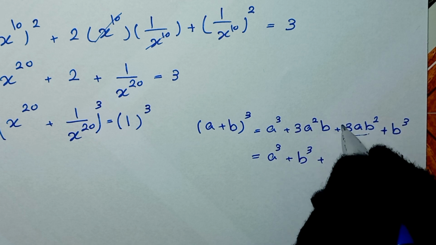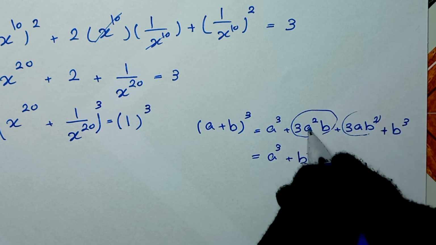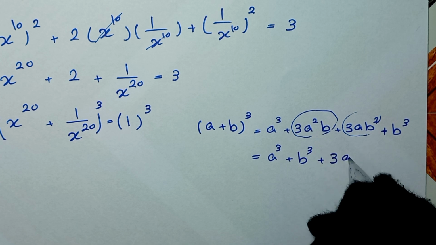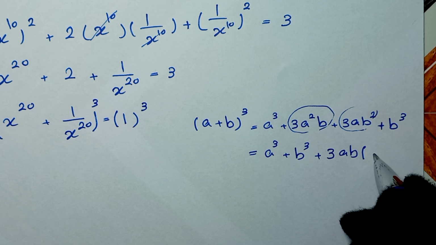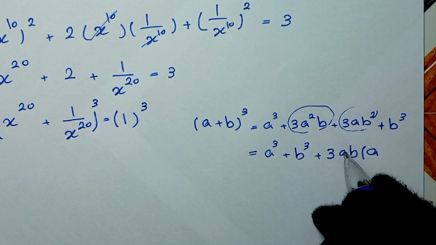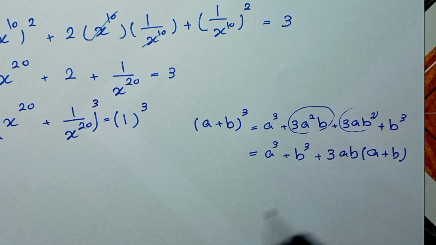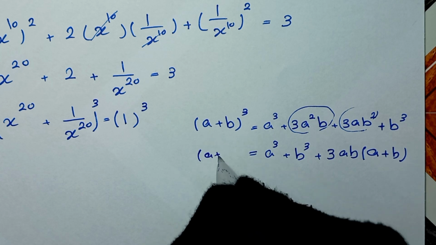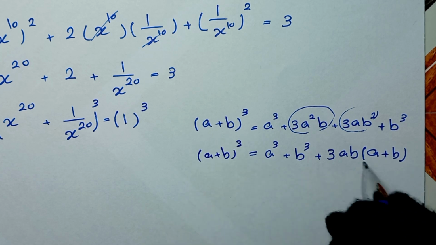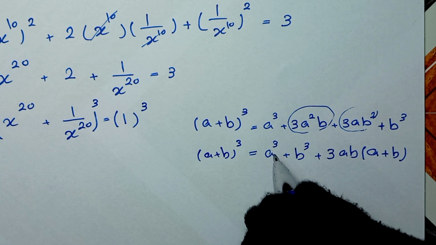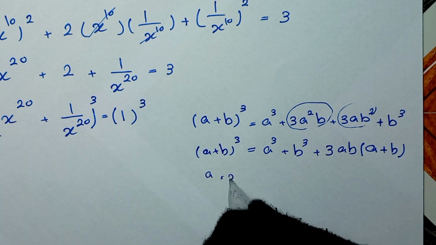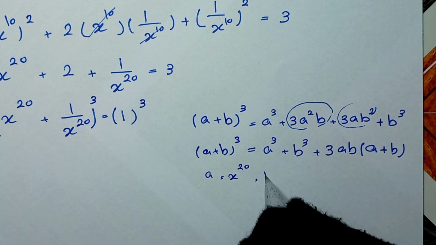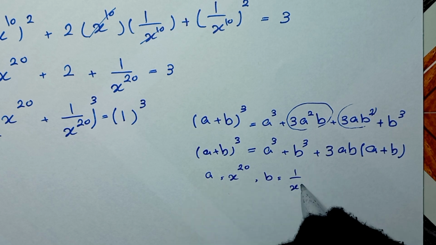And for these two parts, we factor 3ab, so 3ab, and this divided by 3ab, it will be a, and this divided by 3ab, it will be b, right? So, a plus b to the power of 3, we can write this in this form, right? So, from here, in here we have x to the power of 20, so a is x to the power of 20, and b is 1 over x to the power of 20, right?